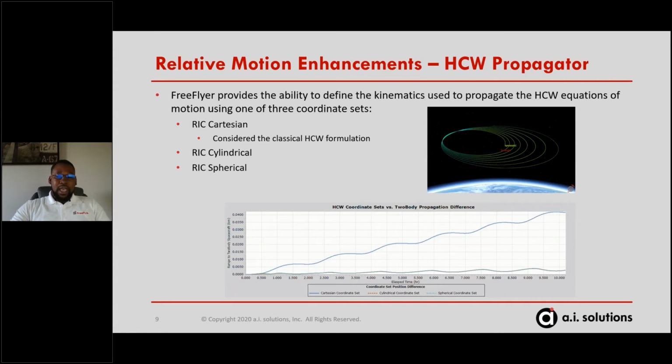Now, looking at this slide, if you look at the plot on the bottom, you'll see that our Cartesian set differs by increasing over the other two remaining similar sets, which is the cylindrical and spherical coordinate sets. Now, you'll notice that as this is actually increasing, the difference really is not that large. We're only seeing about a difference of 45 meters over a 10 to 12 hour span. So again, we can see that all three of these coordinate sets are providing pretty accurate results and pretty similar results, but you can just get a little bit more higher fidelity by using the RIC cylindrical or RIC spherical.